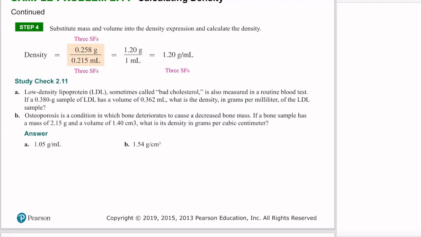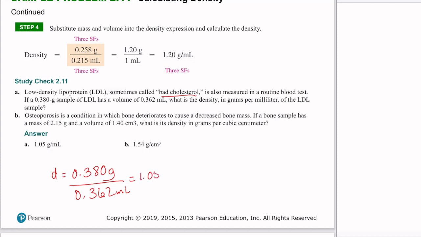Low-density lipoprotein, sometimes called bad cholesterol, is also measured in a routine blood test. If a 0.308 gram sample of LDL has a volume of 0.362 milliliters, what is the density of the LDL? So that's 0.308 grams divided by 0.362 milliliters, and that gives us a density for this LDL of 1.05 grams per milliliter.